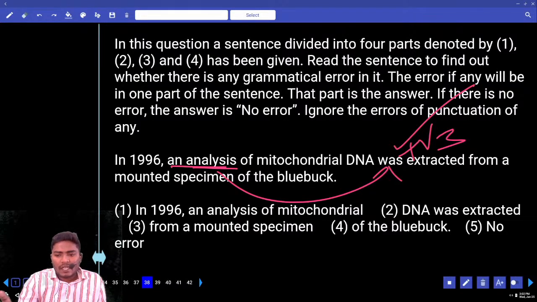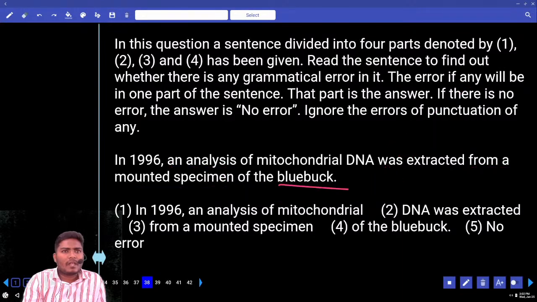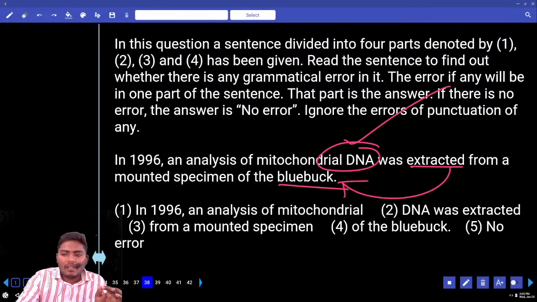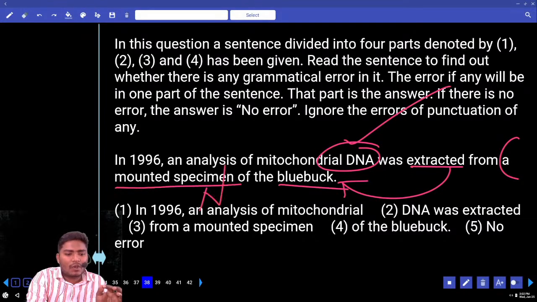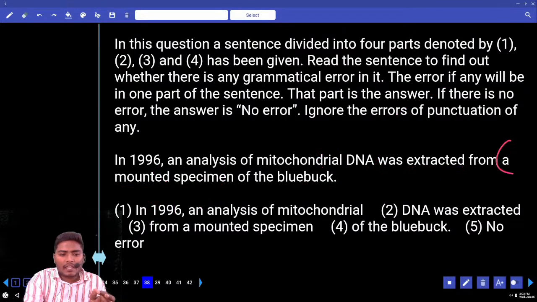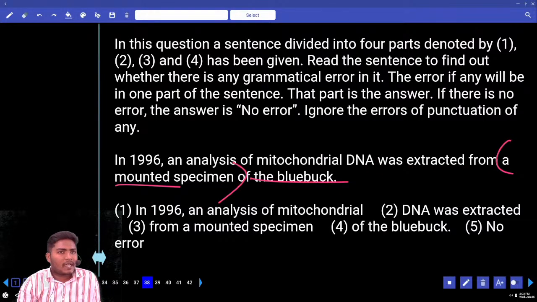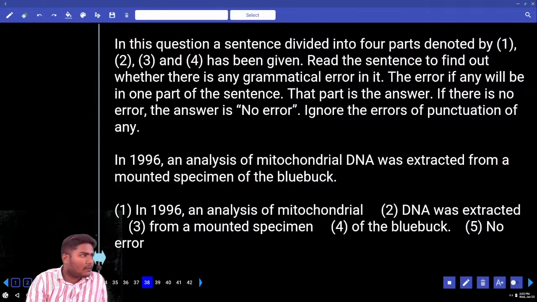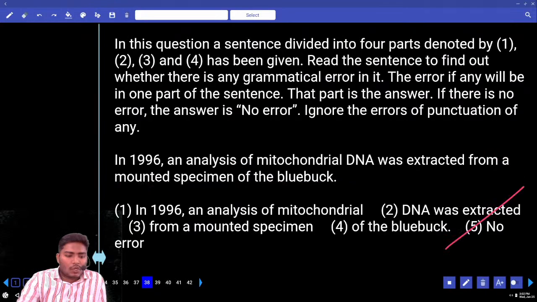It was extracted from a mounted specimen of the blue buck. You know blue buck? Blue buck is an animal. This DNA was extracted from this animal, and this animal is named as a mounted specimen. Mounted is nothing but an adjective. This is the combination of article, adjective and noun. Specimen of this blue buck. So can you find any error? No error case, you can go with 5.